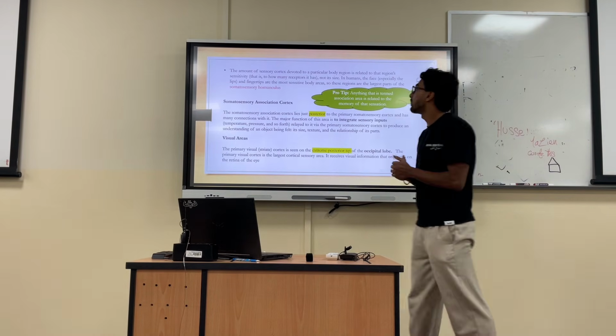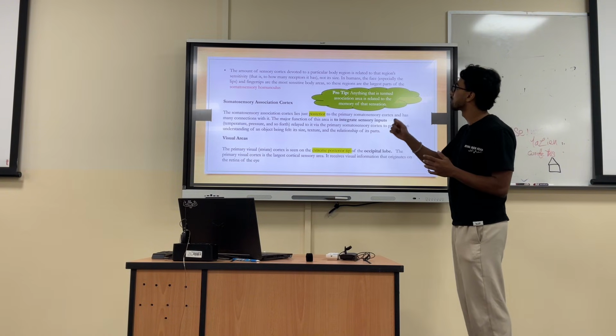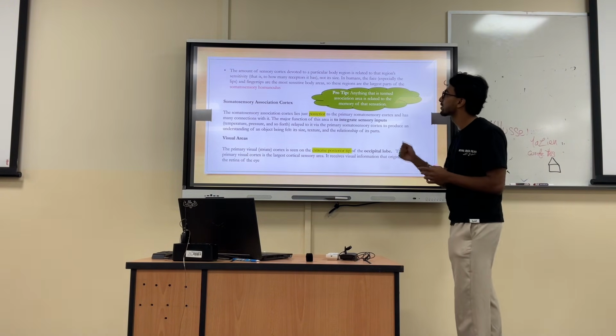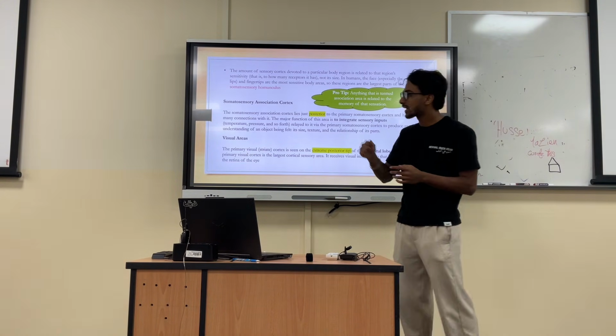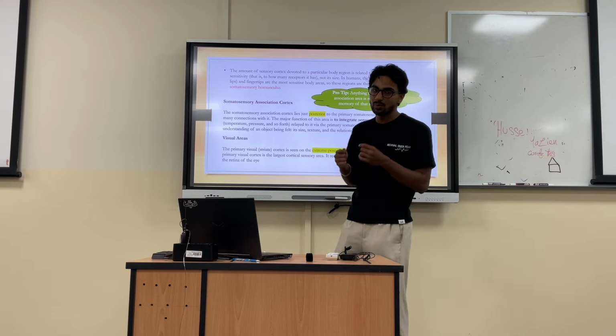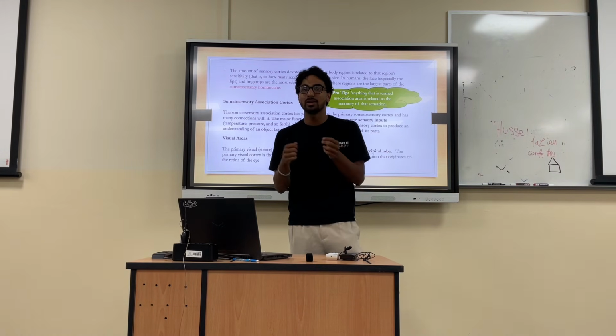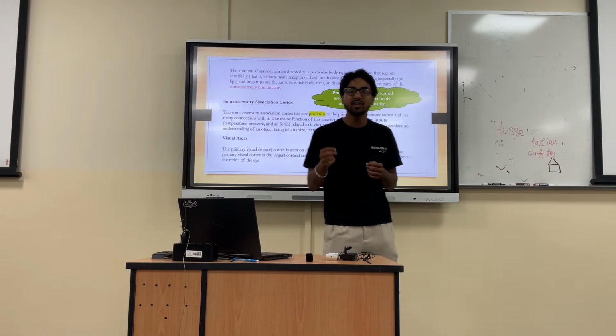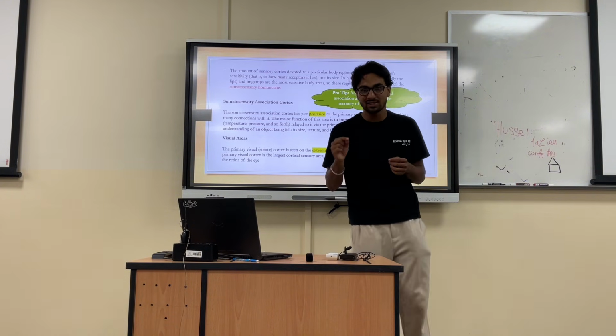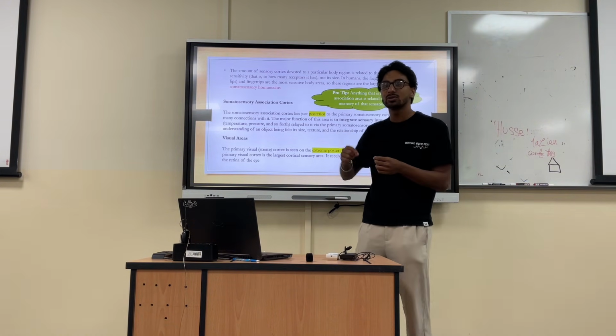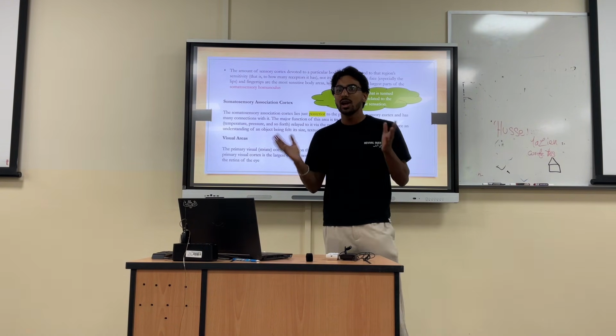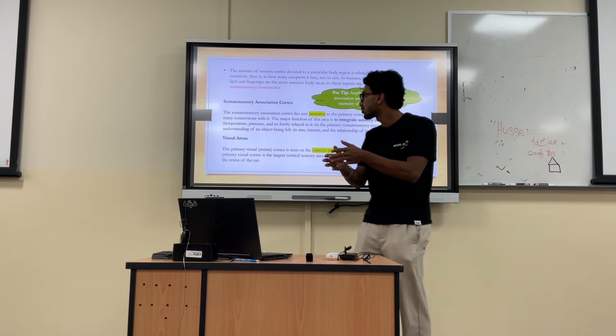Now, the amount of sensory cortex devoted to a particular body region is related to that region's sensitivity. Again, we come to the inverted somatosensory homunculus here, in which the fingertips are the most sensitive. Hence, they will take the most surface area to receive sensation than other body areas.